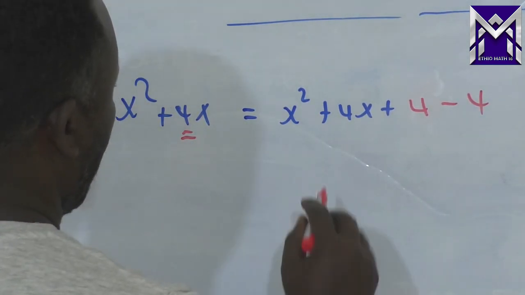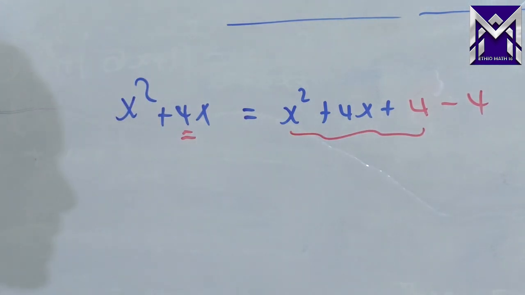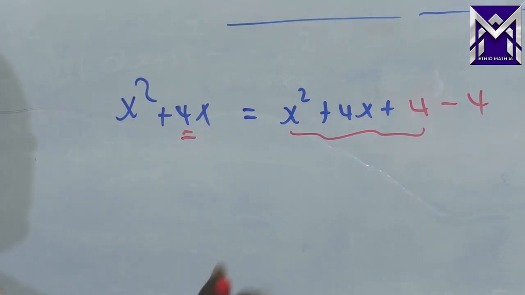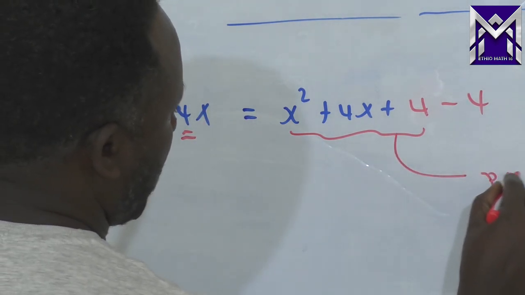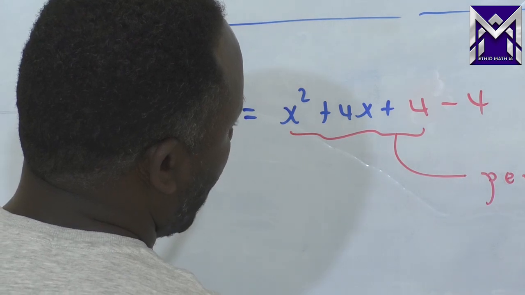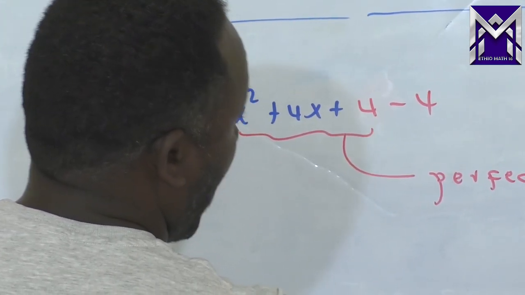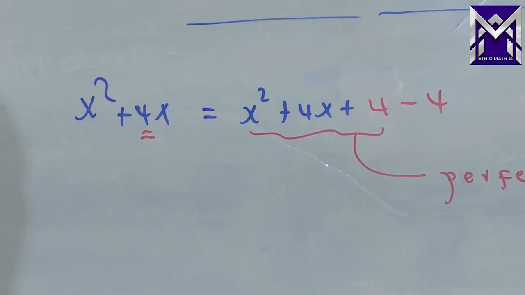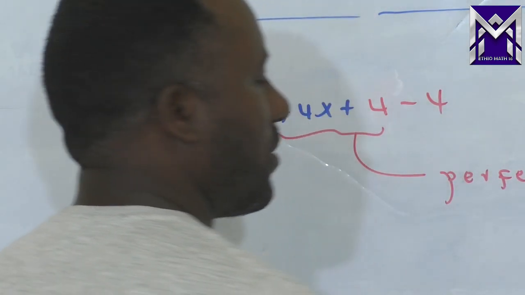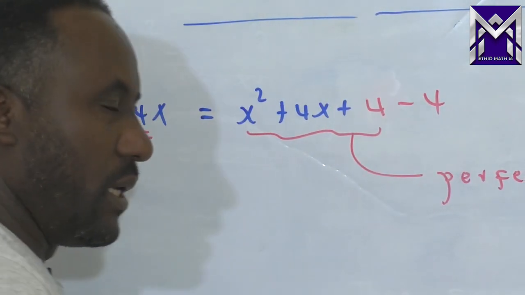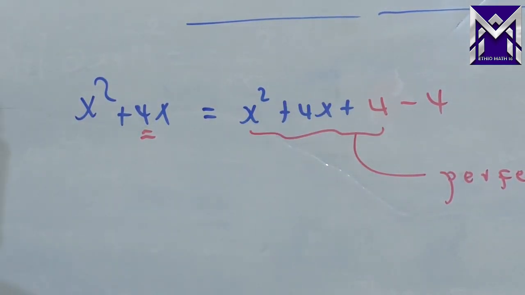Then what am I going to do now? Let's consider this part. This is a perfect quadratic expression. A perfect square can be written as a product of the same two terms. For example, 4 is a perfect number, so it is written as 2 squared. Similarly, we can write this one in the same way.